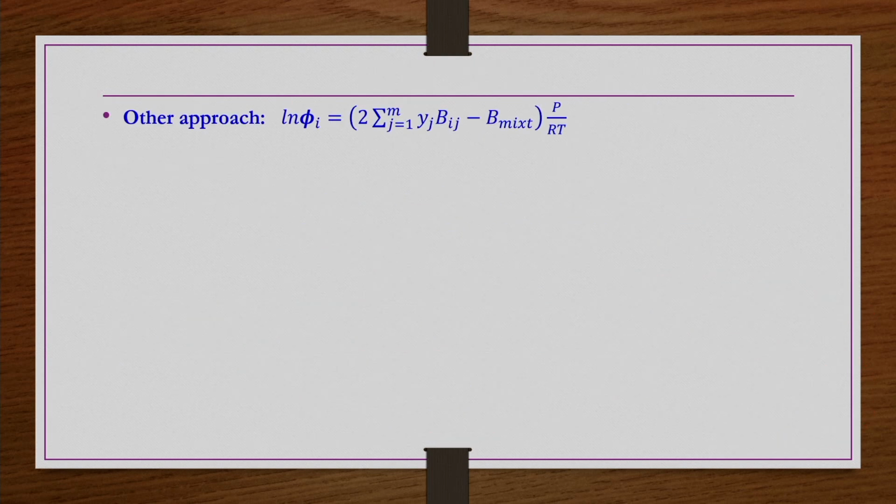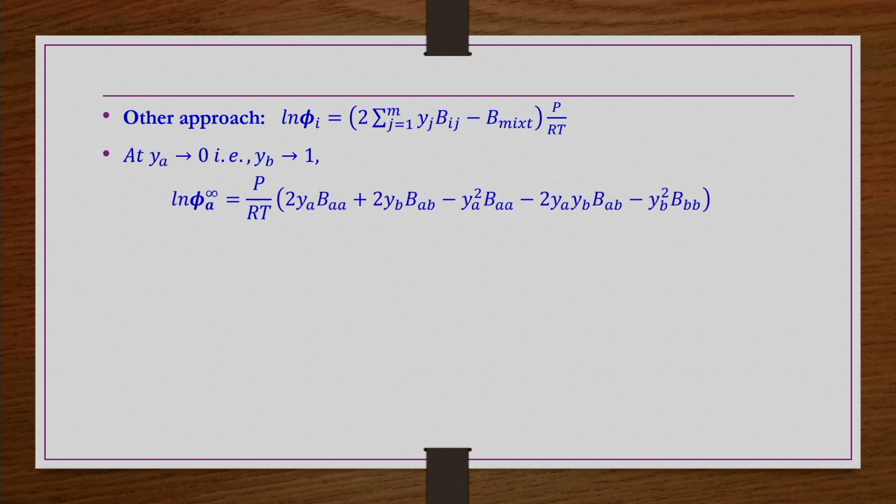We have the other approach also, another equation, depending on which form of the virial equation of state we are taking. The other form is ln phi I equal to 2 sigma yj B_ij minus B mixture P by RT. Now, here also if you take Ya tends to 0, Yb tends to 1, then you have ln phi A infinity equal to this expression. So, Ya is 0 here, so this term would be there.